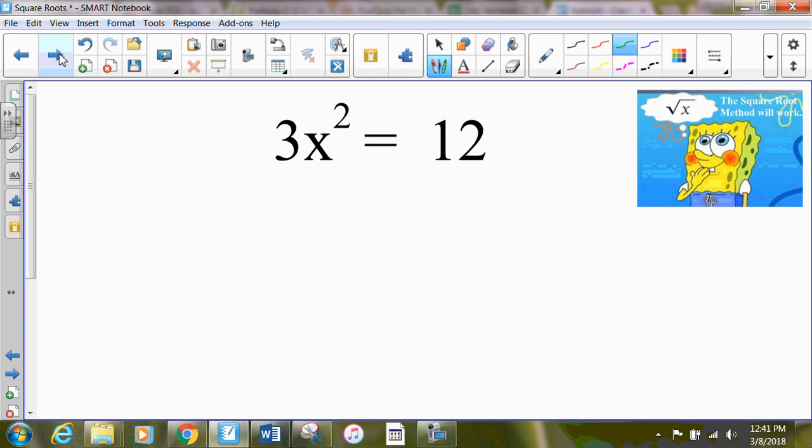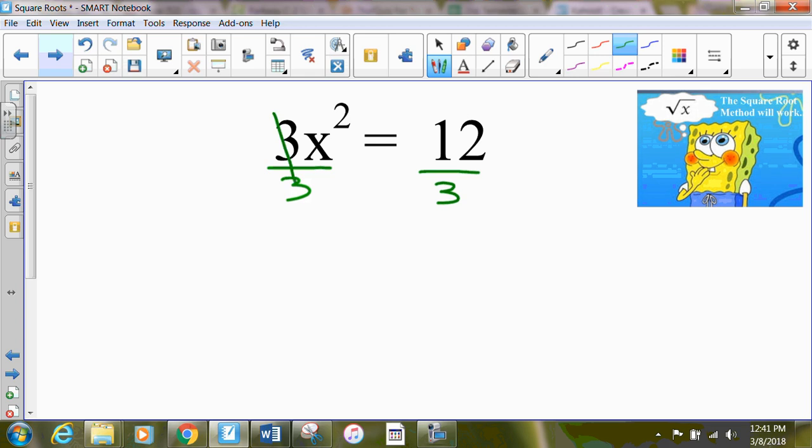So let's move to the third problem in your notes. Once again, we have to do something so that the x squared can be by itself, right? So I look at the 3 and the x squared. They're being multiplied by each other. So to get rid of the 3, I have to do the opposite, which is division. So I'm going to divide both sides by 3.